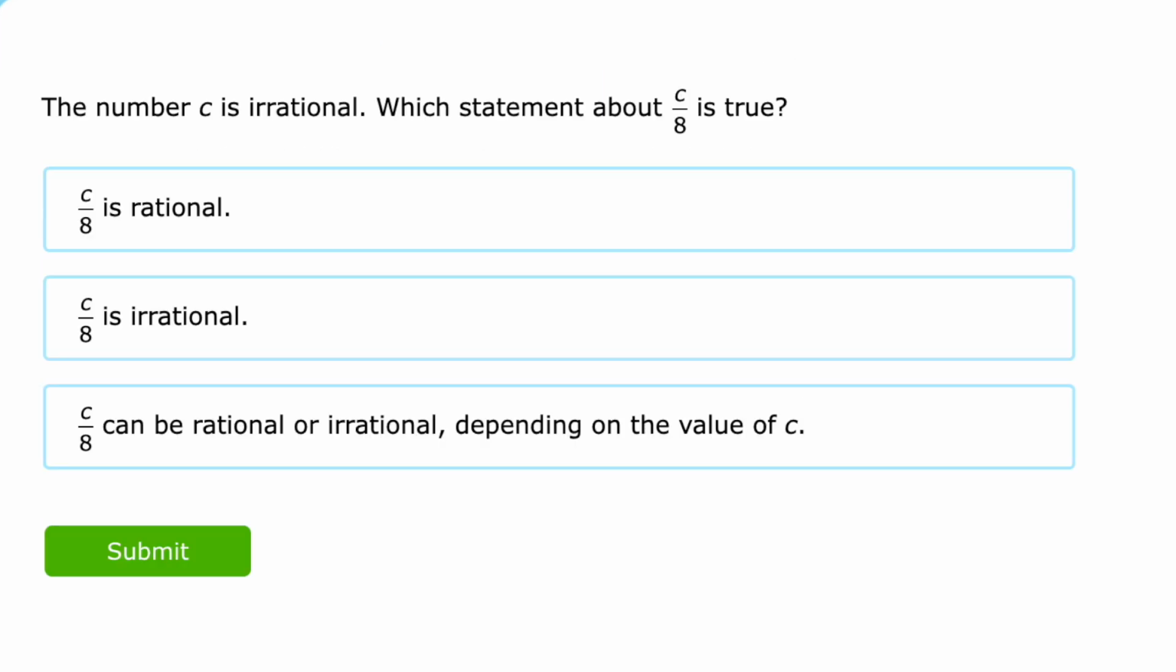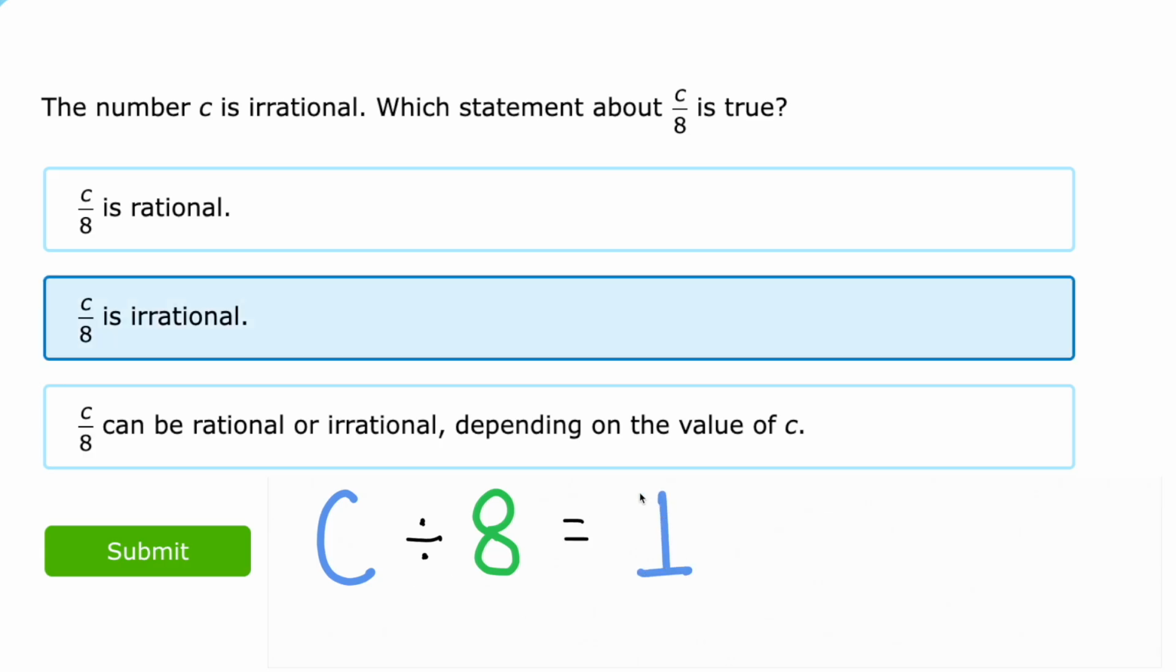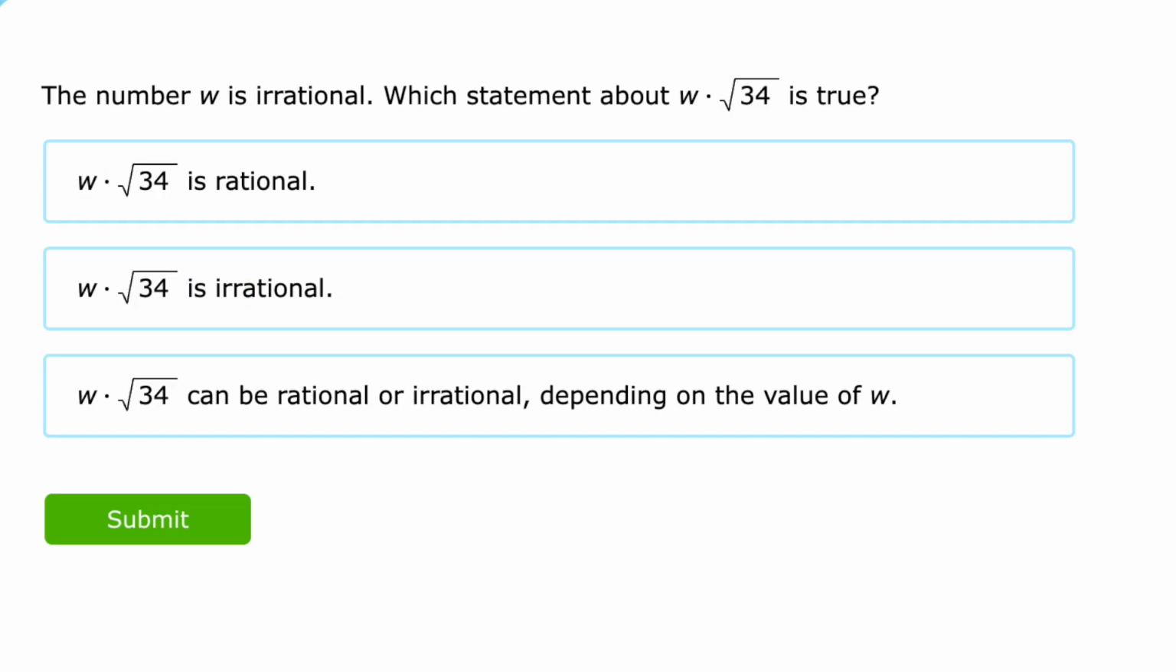Next, the number c is irrational. Which statement about c divided by 8 is true? Well, if c is irrational and we're dividing by a rational number, which is 8, then our answer must be irrational.